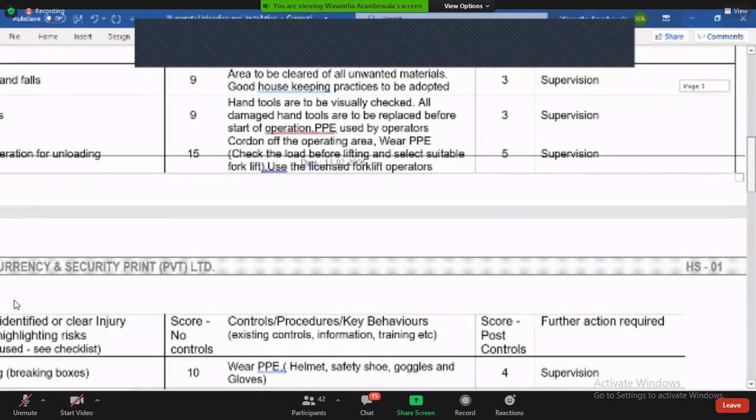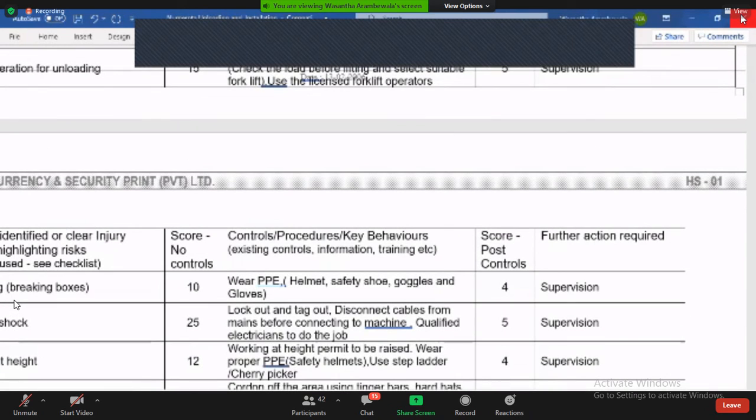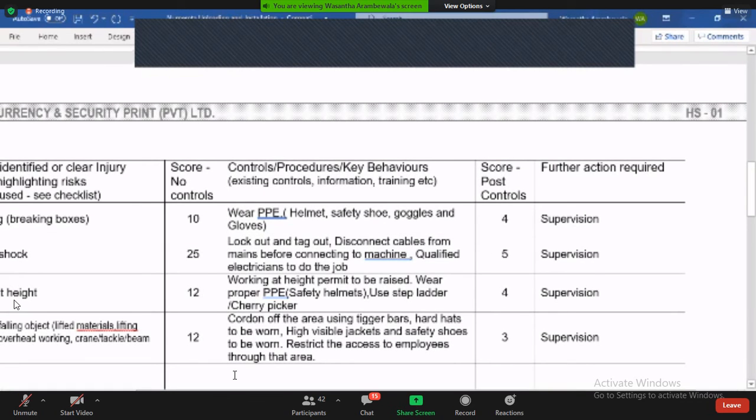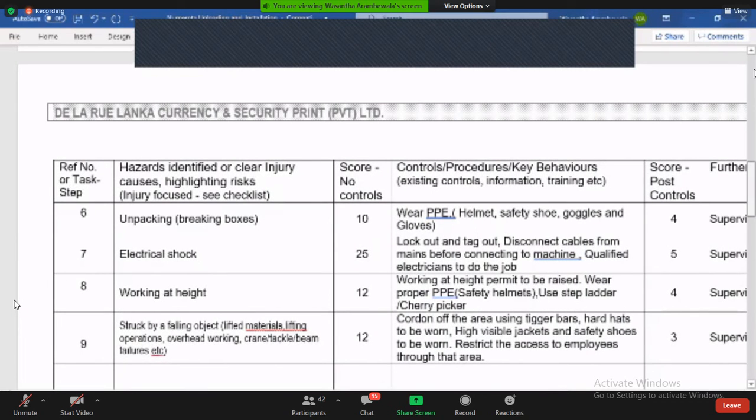Okay. This is how you record the findings, right? This is how you record the finding. Then you can say whether it is an area assessment, area wise.